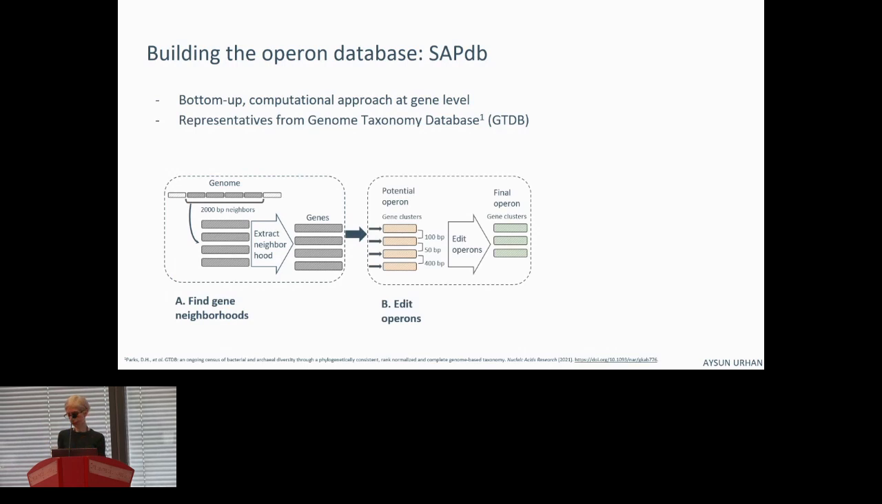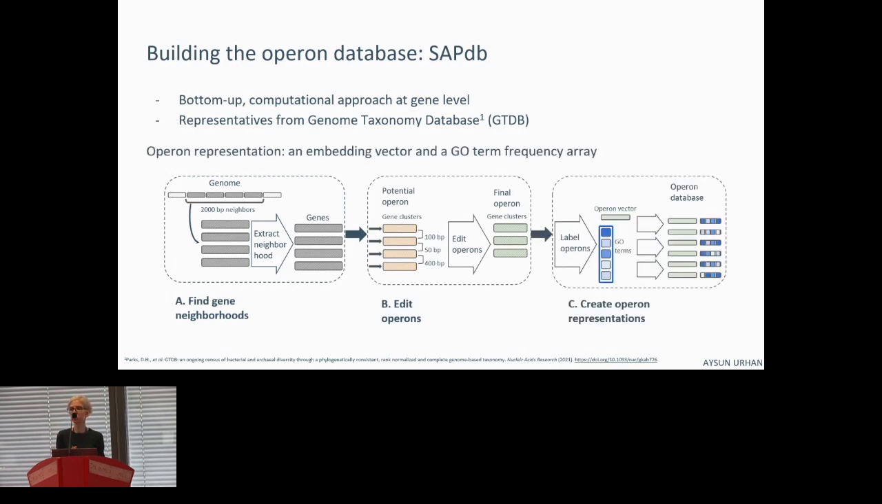After applying these filters, the next step was to introduce the language models themselves. So instead of the amino acids, I used embedding vectors to represent each operon, and I also transferred GO terms to these operons. You can imagine our operon database, SAP-DB, is just a list of thousands of bacterial operons, or just conserved regions across several bacteria, the entire bacterial kingdom. And each operon has two features, one for the embedding representation and one for the GO terms.